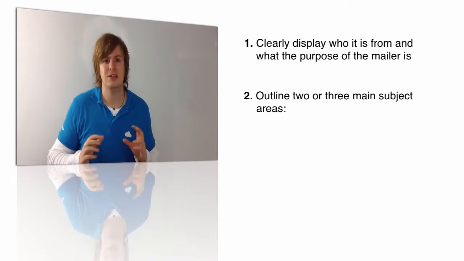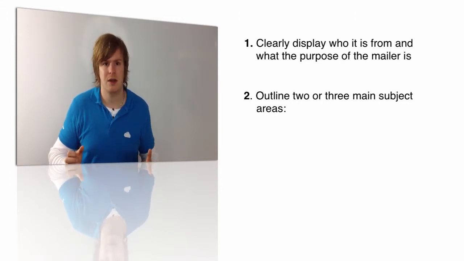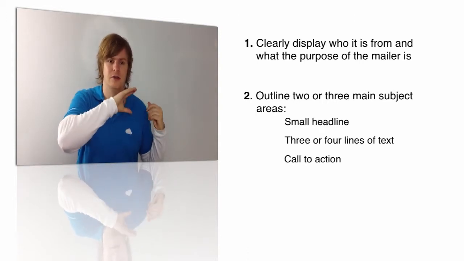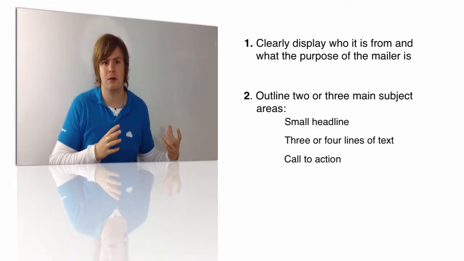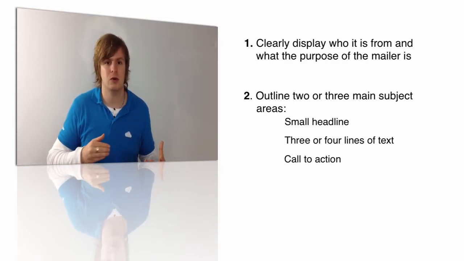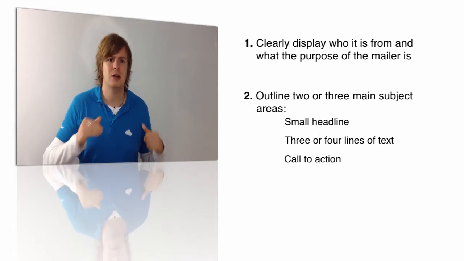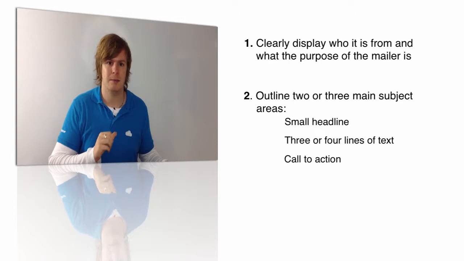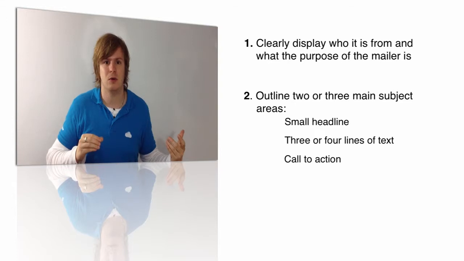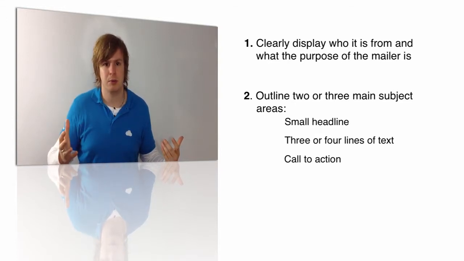Step 2. Inside your mailer, we're now on to the body. Now, I would suggest hitting them with 2 or 3 subject areas. For each subject, you want to include a small headline, 3 or 4 lines of text, and a call to action. Now, in your 3 or 4 lines of text, you don't want to give the game away, don't tell them everything. You want to make them interested, excited about your product or service or article that you're writing about. So, include a summary in there, don't give the whole game away. And below that, you're going to have your link, which is your call to action. So this could be click here to find out more, or an inquiry button, for example.